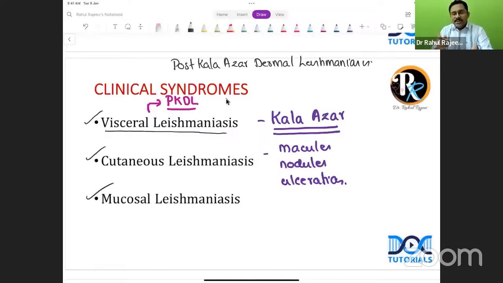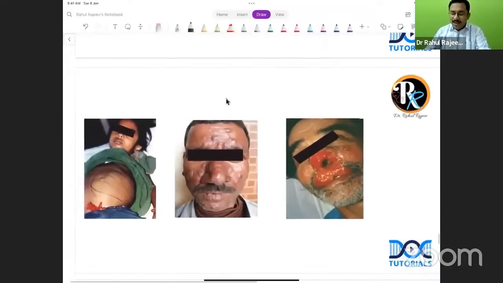I said mostly it happens after an interval, because once the Kala Azar is gone, after a few months, maybe even 6 months, 1 year, then you get the dermal involvement. So that is called a post-Kala Azar Dermal Leishmaniasis. But sometimes, though you call it post-Kala Azar, it can happen along with the Kala Azar. Along with Kala Azar, you may get some nodules. That is what you call as a post-Kala Azar Dermal Leishmaniasis. Then you get a mucosal leishmaniasis. Just I'll show you three pictures.